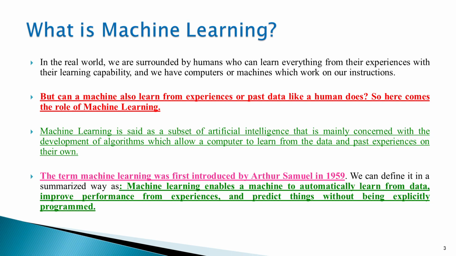Now moving on towards the historical background. Machine learning was first introduced by Arthur Samuel in 1959. The general definition for machine learning is that it enables the machine to automatically learn from the data. When a data set is given, the machine automatically learns from the hidden patterns in it, and it improves its performance from experience.